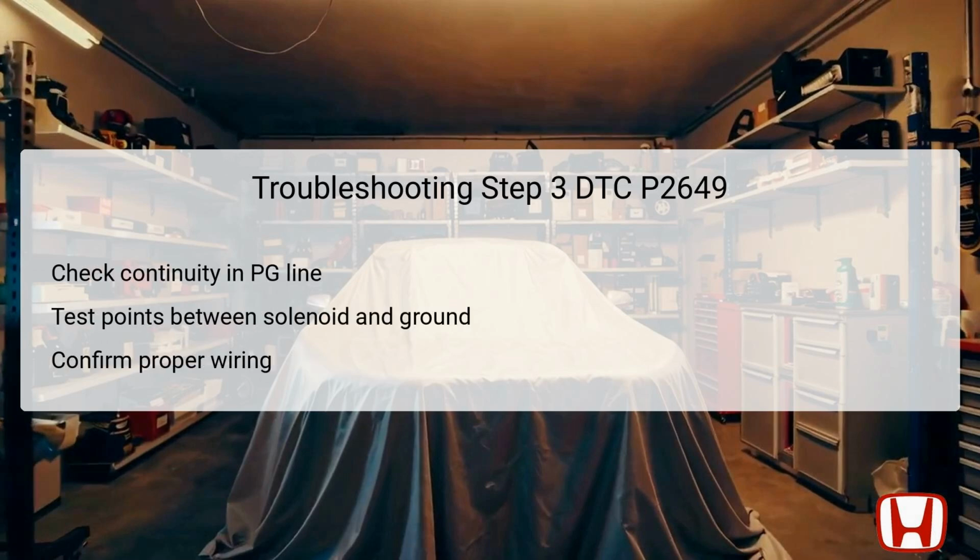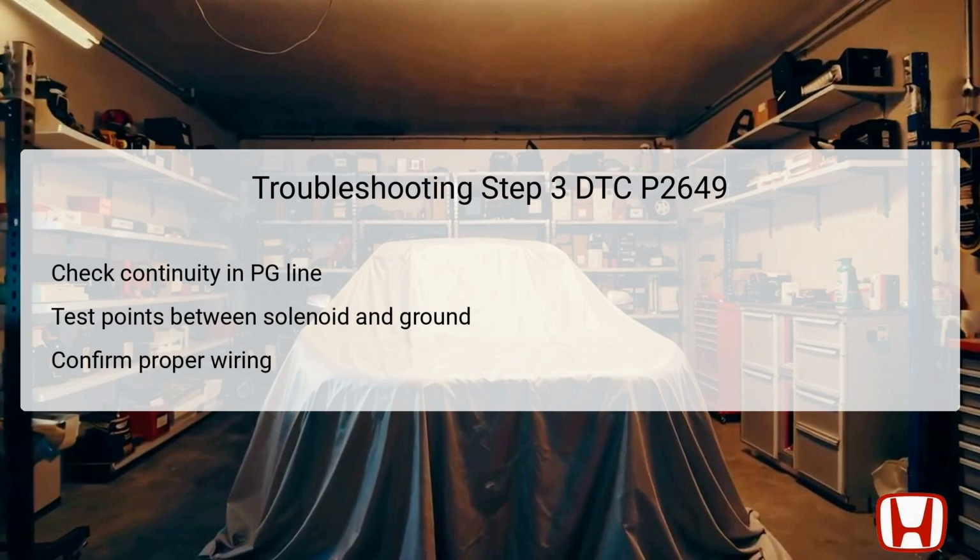In the third troubleshooting step for DTC P2649, focus on checking the continuity in the PG line, which connects the rocker arm oil control solenoid to the vehicle's ground. Begin with the vehicle in the off-lock mode and with the 2P connector still disconnected. Using a multimeter, test for continuity between test point 1 on the 2P connector and the body ground.